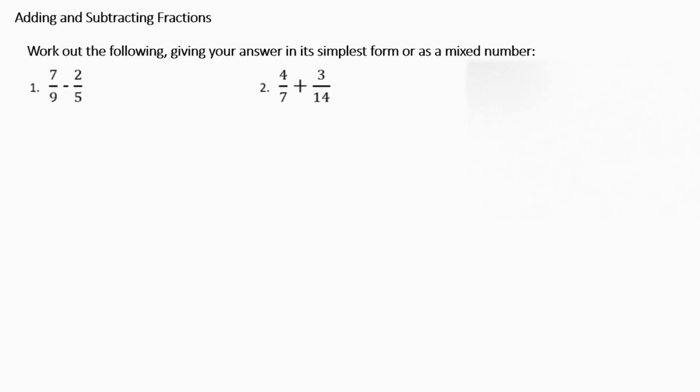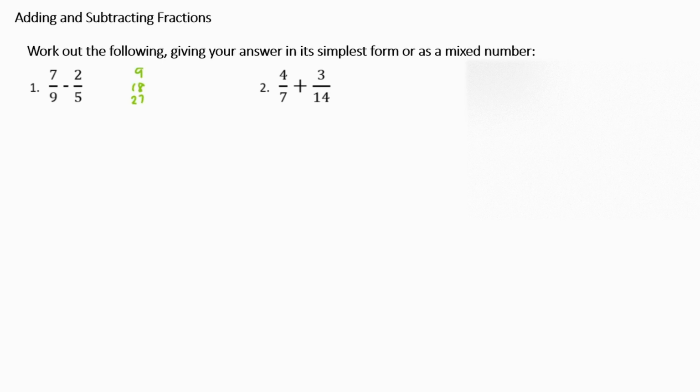In number 1, we have to take away 7/9 and 2/5. So first, we need to look for the lowest common multiple of 9 and 5. An easy way to look for the lowest common multiple of two numbers is to look at the multiples of the bigger number. So we're going to look at the multiples of 9.